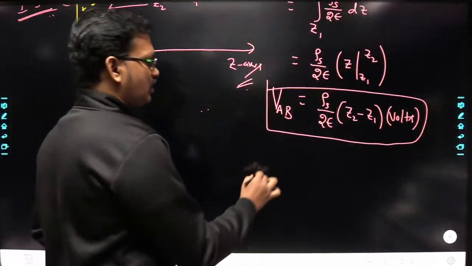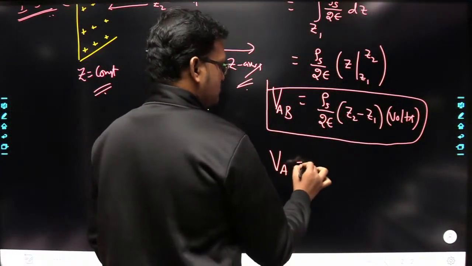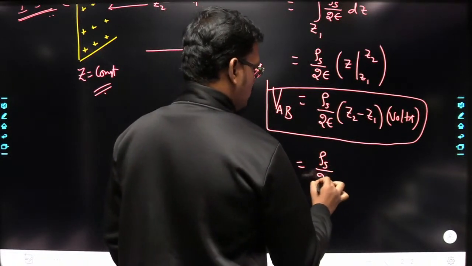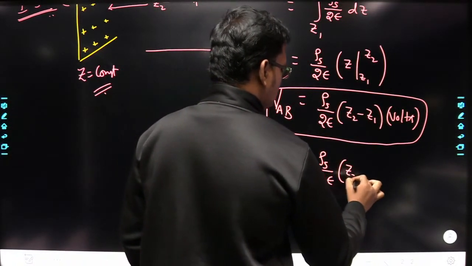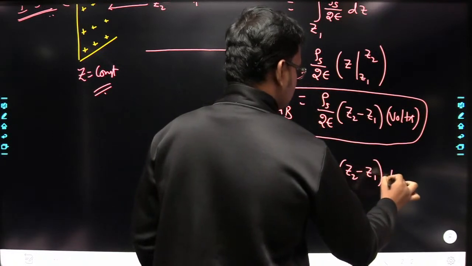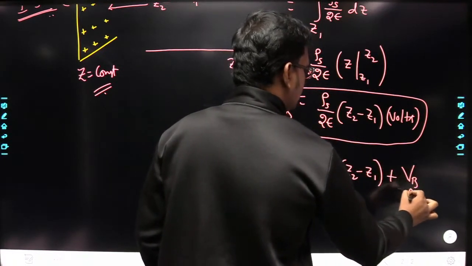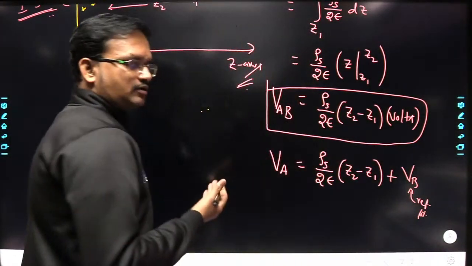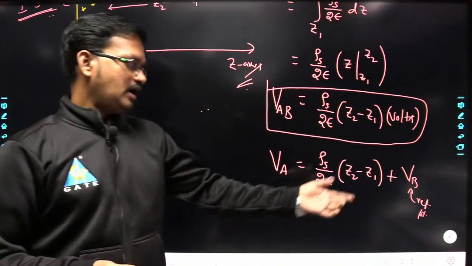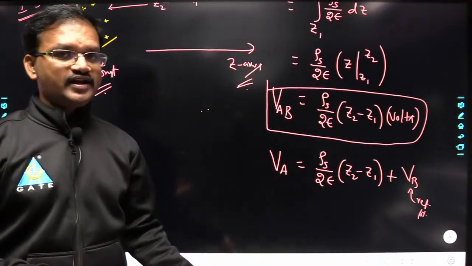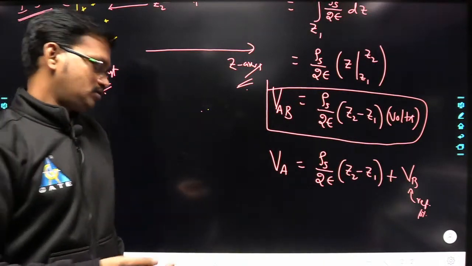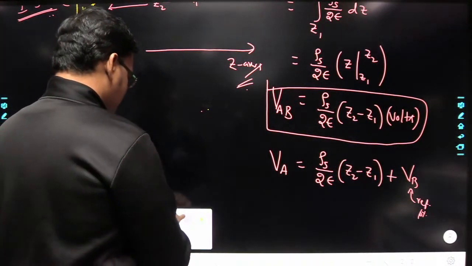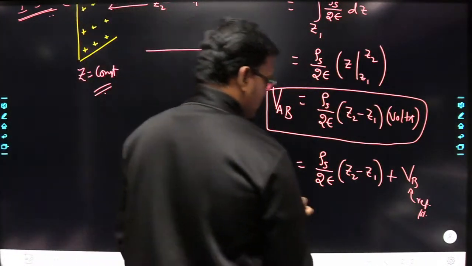If you want the potential at A, then you can write it as rho s by 2 epsilon into z2 minus z1 plus VB. So this is the reference point we have chosen. They may give some value of potential at B and they may ask you to determine the potential at A. Understood? I hope these special cases are crystal clear here.